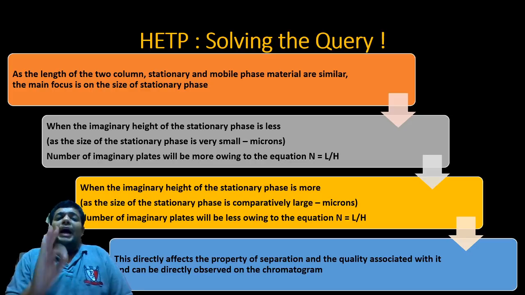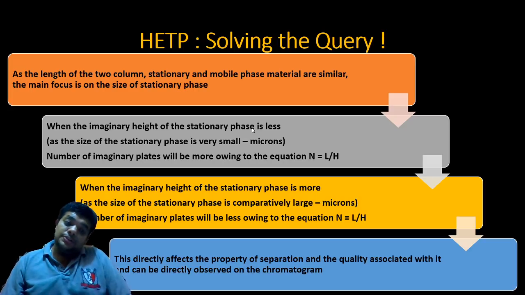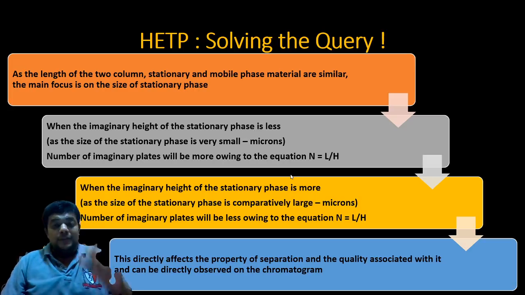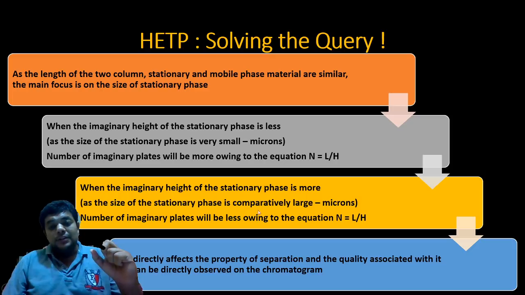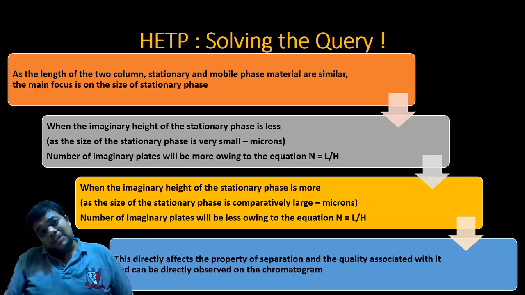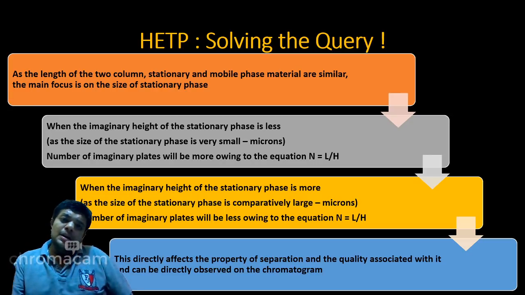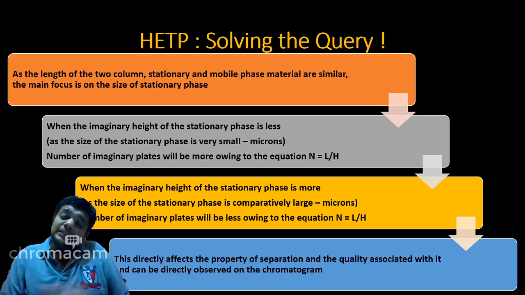When the imaginary height of the stationary phase is less, how can you make it less? As the size is less, very small microns, the number of imaginary plates will be more owing to the equation N = L/H. When the imaginary height is more, as the size of the stationary phase is large microns, the number of imaginary plates will be less. Less plates, less separation efficiency. More plates, more separation efficiency. So a good number of N means good separation efficiency, and a lower number of N means lower separation efficiency.